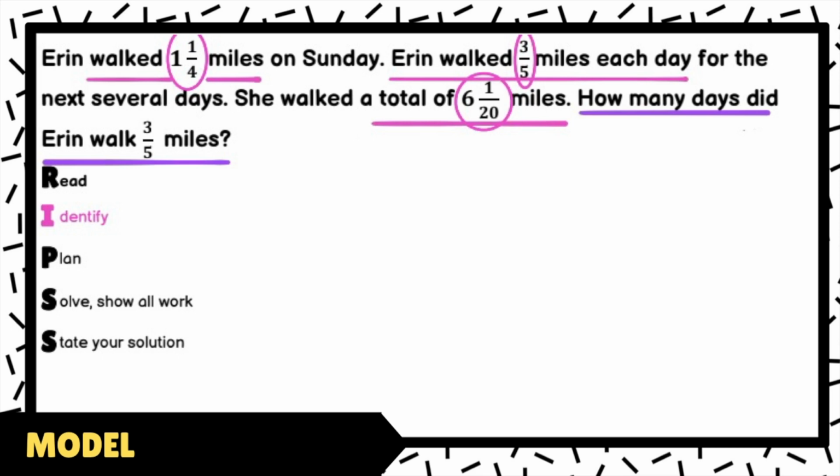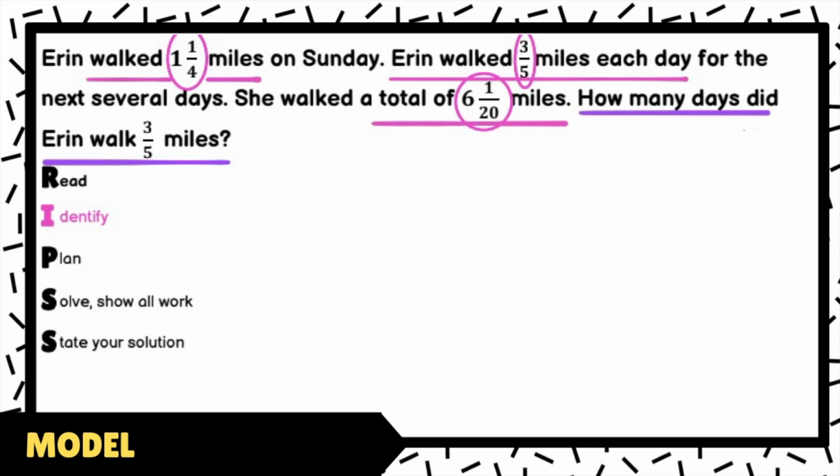So when she walked 1 1/4 miles, that was just on Sunday. Erin also walked a total of 6 1/20 miles, which is also important. And then the last thing underlined in purple is how many days did Erin walk 3/5 miles? That last part there, the question, is letting us know that what we're solving for is the number of days that Erin walked 3/5 miles.